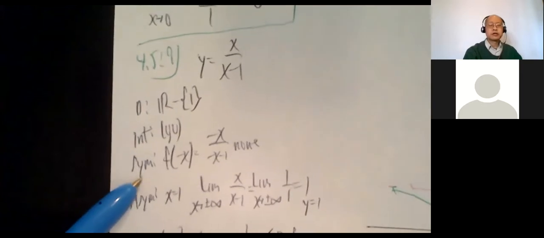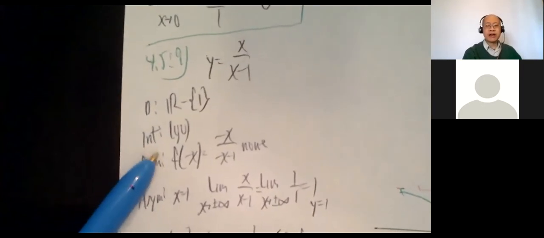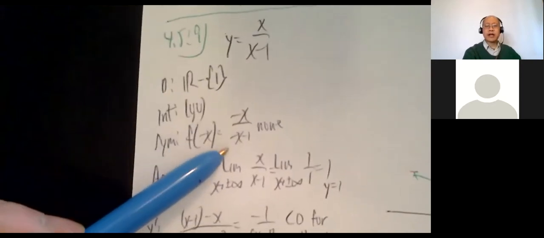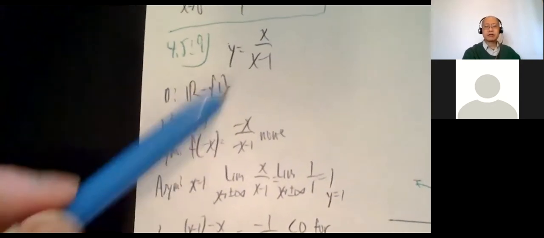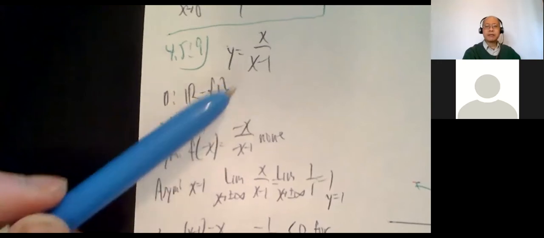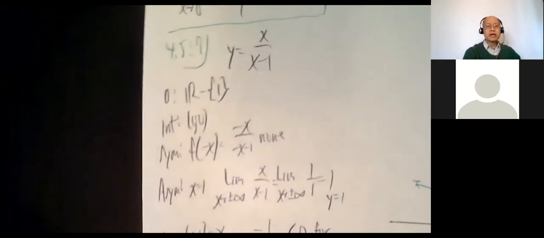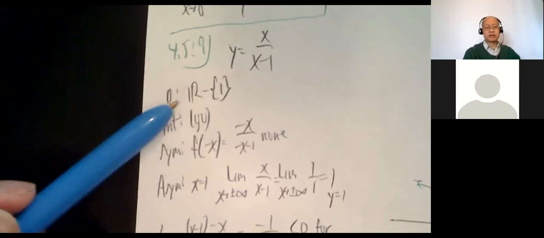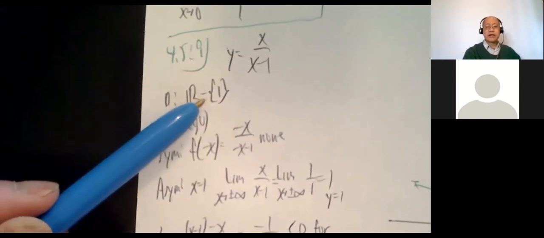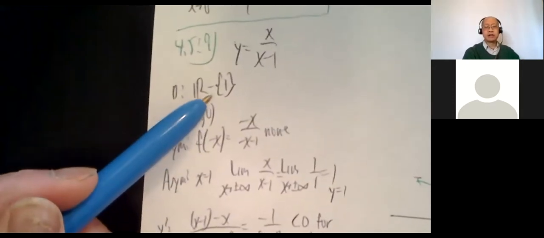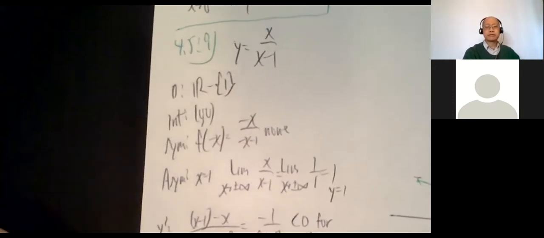Okay, symmetry. To check for symmetry, you plug in negative x. So put negative x here, negative x here. So I get negative x over negative x minus 1. Is it the same as the original? No. Is it the opposite of the original? No. So I have no symmetry. And you kind of know there isn't any symmetry just by the domain, right? I mean, -1 is allowed, but 1 is not allowed. So that already indicates there's probably not going to be any symmetry.